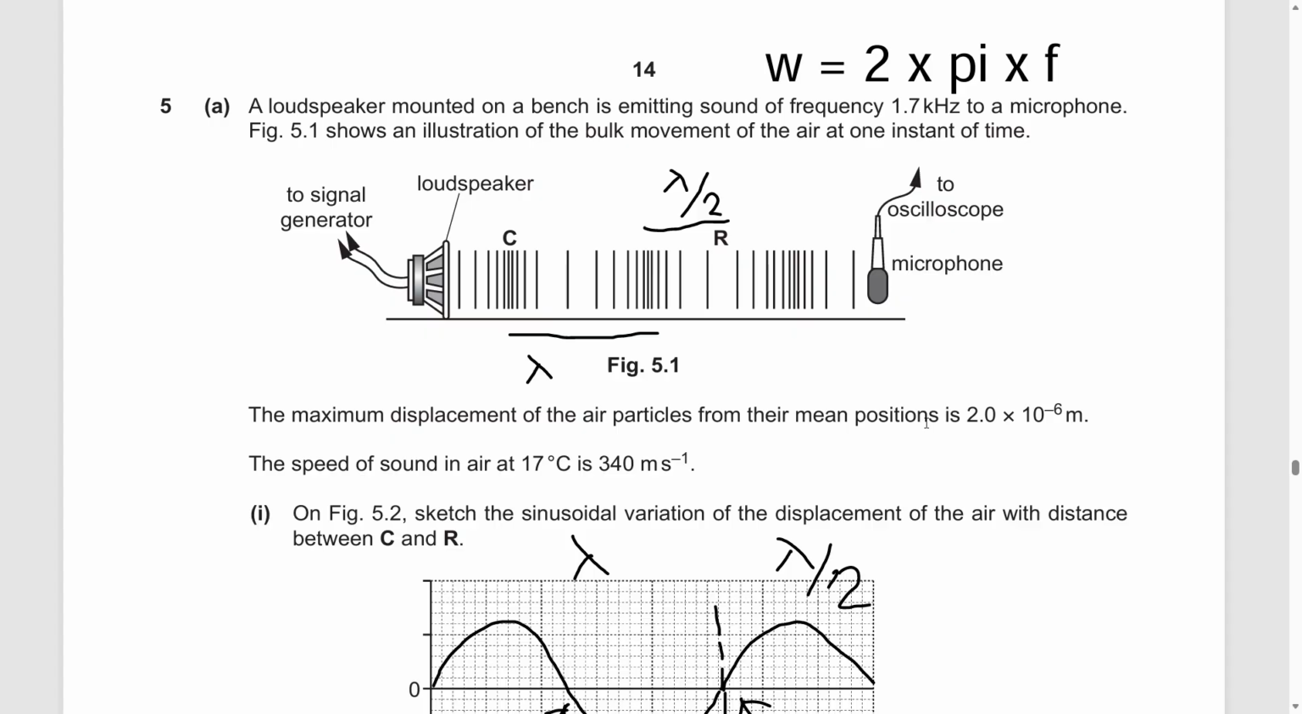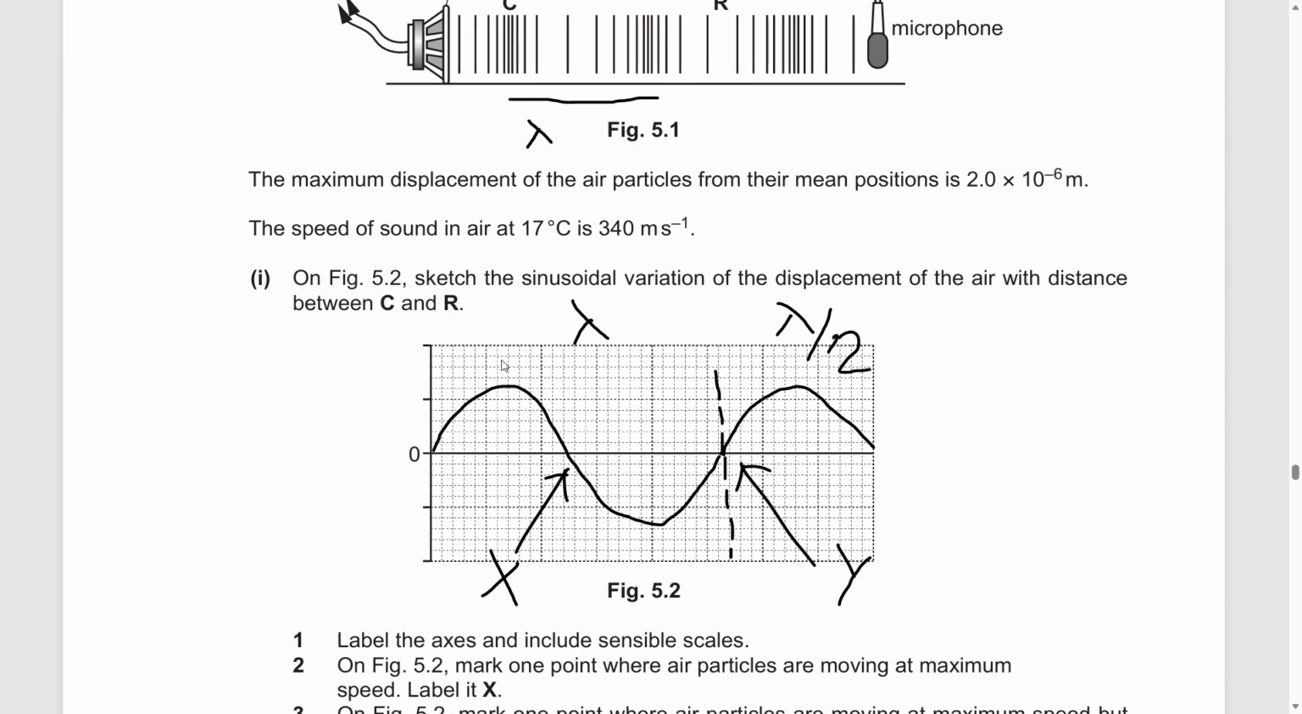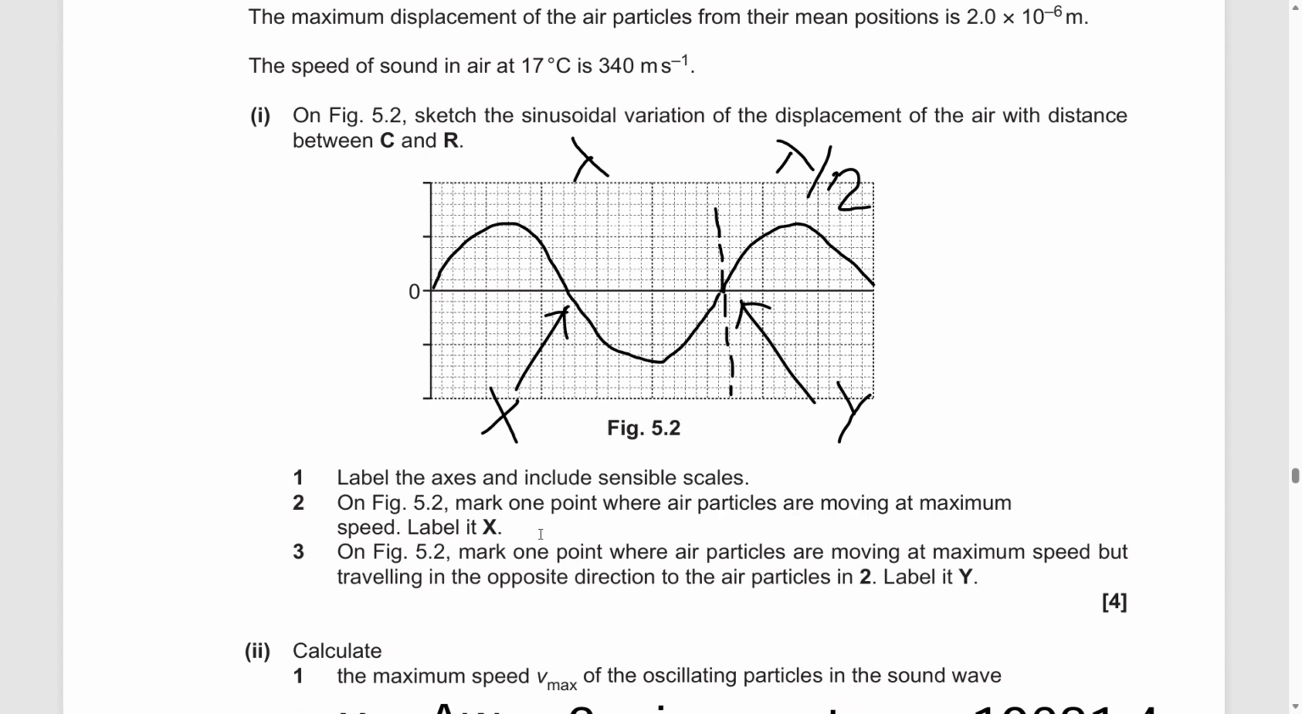Okay, for this question, you need to know that from compression to compression is one wavelength, and because it's C to R, that gives you 1.5 wavelengths. So you need to draw 1.5 wavelengths. X and Y is the maximum gradient, because this gives you the point where the air particles are moving at a maximum speed. Maximum speed is when the rate of displacement is maximum.